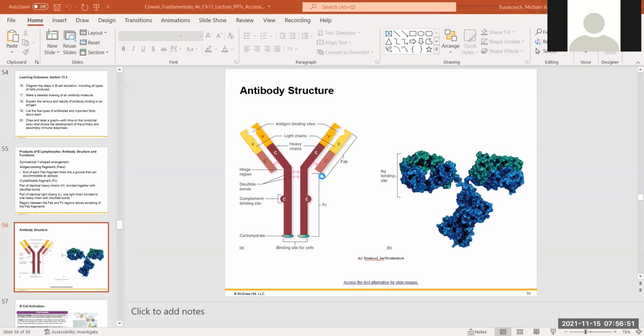IgA, as you can see, is a dimeric antibody. And it also has J chain that links it together. This antibody is secreted across mucosal surfaces. It's a secreted antibody. So this antibody provides protection at mucosal surfaces. So COVID-19, where does SARS-CoV-2 first infect your body?